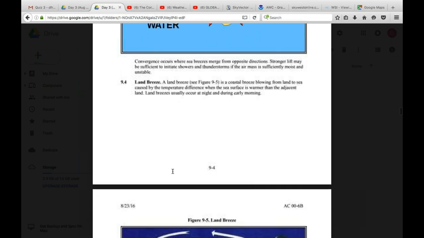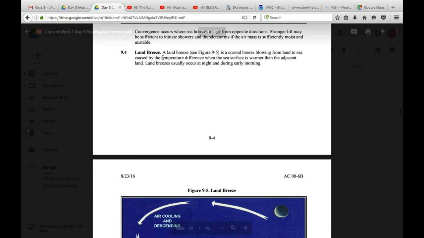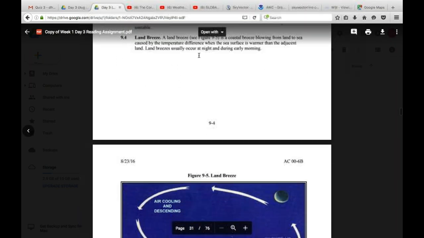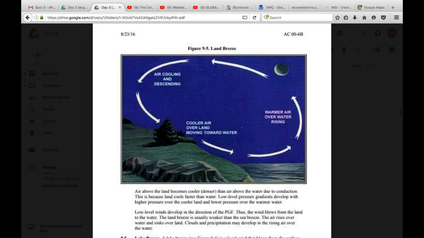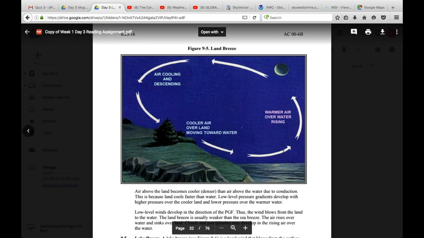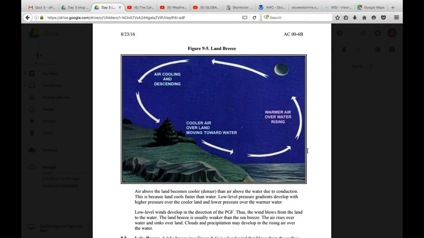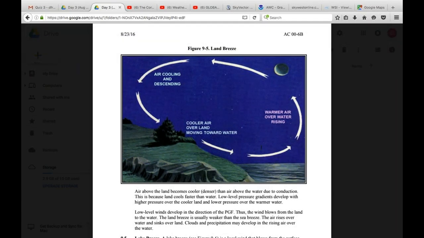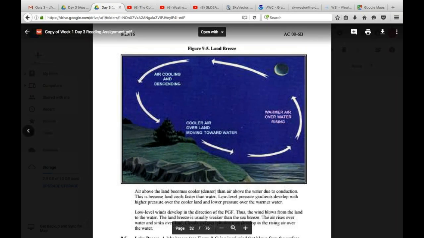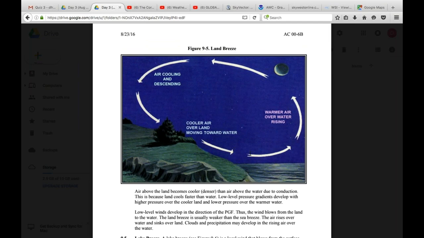So a land breeze is almost the exact opposite. A land breeze is a coastal breeze blowing from land to the sea. Like she was saying in that video, the air over this water is going to stay warmer longer. This water is going to stay warmer longer, and so it's going to heat up that air and shift it up. And then our land is going to cool down a lot faster, and that cool air is going to move out toward that. And we're going to end up with this land breeze, this breeze blowing from the land.